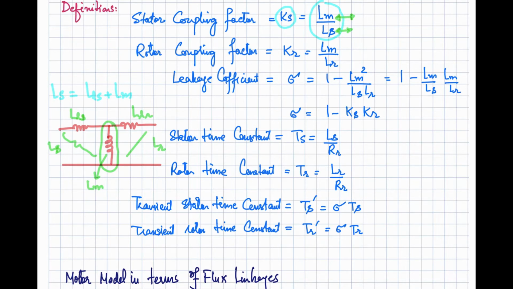Ideally speaking, it should be 1. There should be no leakage inductance, there should be no leakage flux. The whole of the stator flux should be linked with the rotor, but we have the air gap and some leakage flux in the surrounding of the stator conductor. So the whole of the stator flux is not linked with the rotor, rather we can say about 99% of it is linked with the rotor. A very small leakage flux will be there, and that is represented with the help of this leakage inductance. So stator coupling factor tells us how much of the stator flux is linked with the rotor, right?